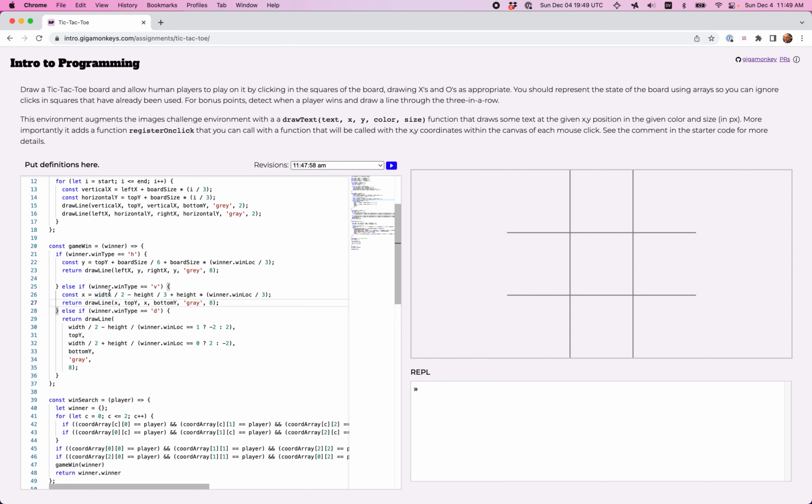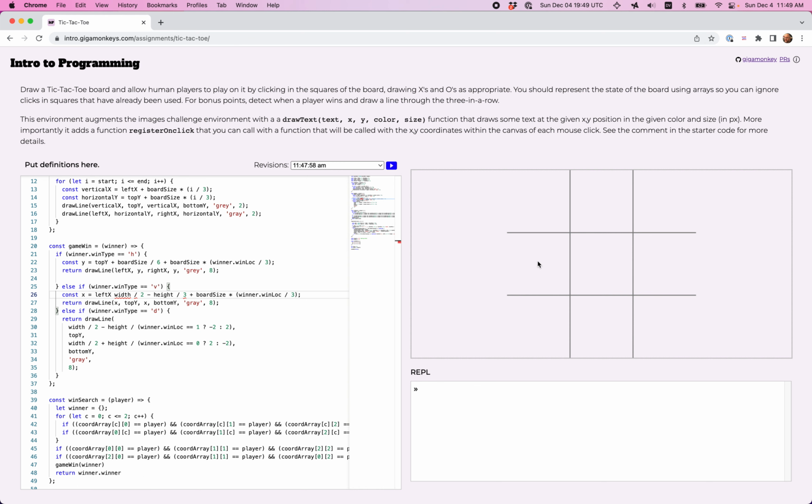All right, but now I want, by the same token, so this is board size. So this one is doing finding width divided by 2 minus height divided by 3. Right, so that one was doing the left x. Oh, but it did height divided by 3, so that got us to there.